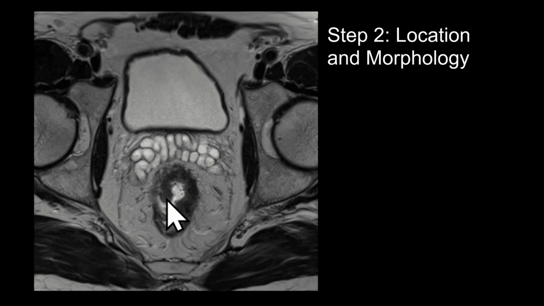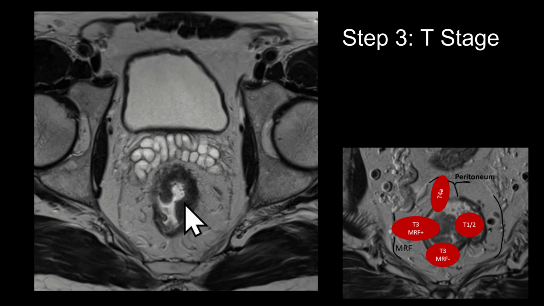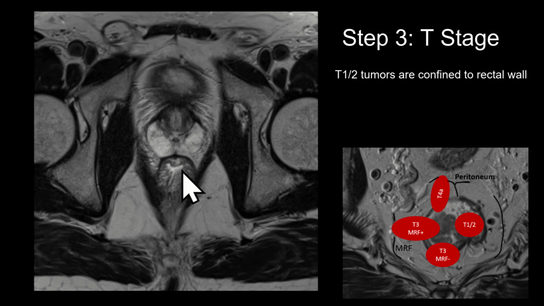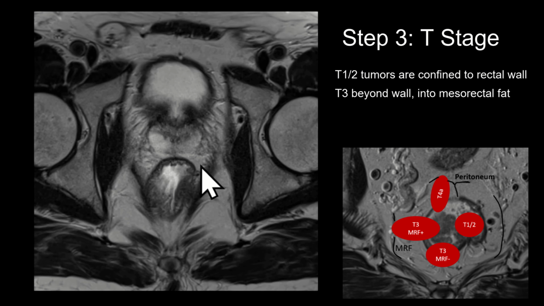Okay, and now one of the most important steps is step 3, and that is defining the T stage. So we'll talk through the MRI here, but I've also put a diagram up on the screen as well. So for MRI, you need to know the following. T1 and T2 tumors are confined to the rectal wall. So MRI isn't very good at differentiating between T1 and 2 tumors, so we generally say T1/2. If differentiation is required for management, endoscopic ultrasound is better at differentiating T1 and T2 tumors. T3 tumors extend beyond the rectal wall.